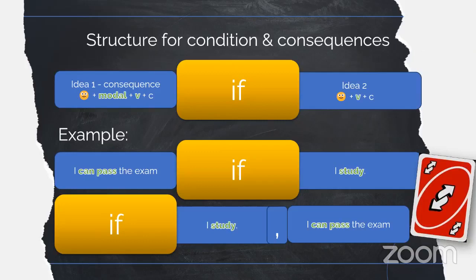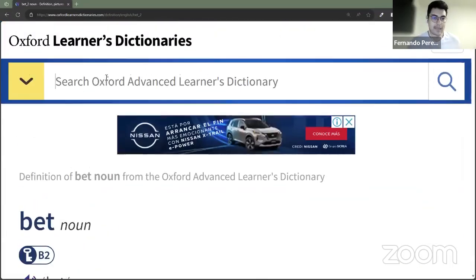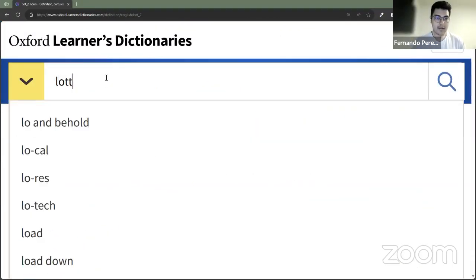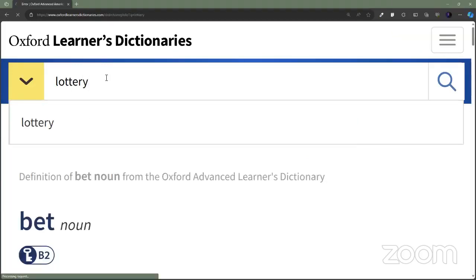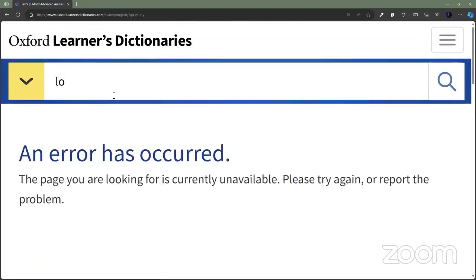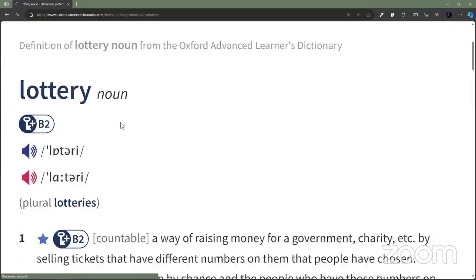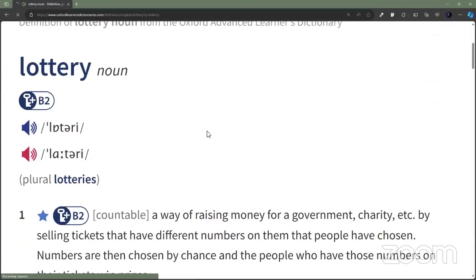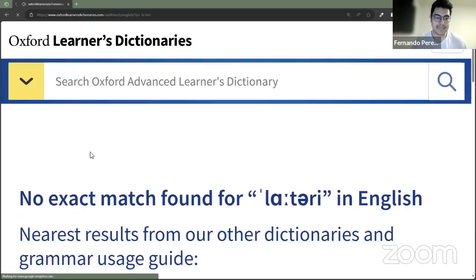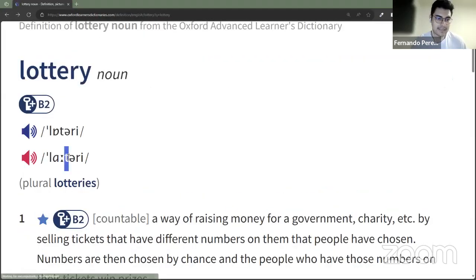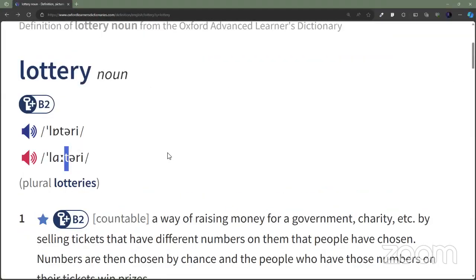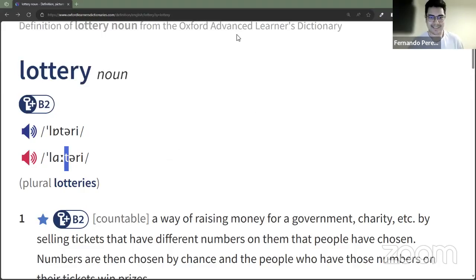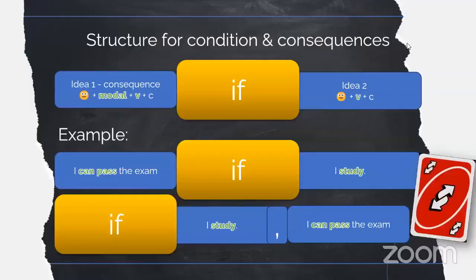I don't understand the second sentence. If you win the lottery. Okay. Lottery. You see this T? The letter T stands for lottery. Okay. What can you do if you win the lottery?